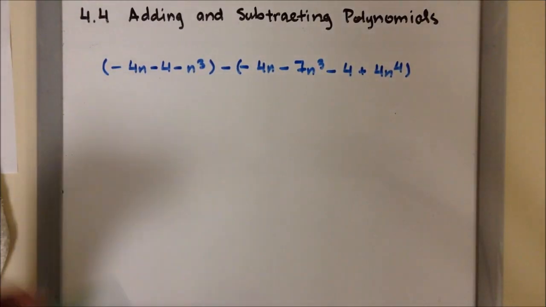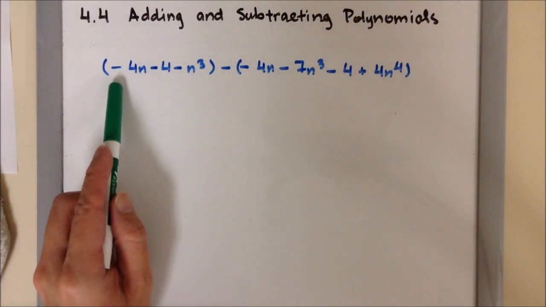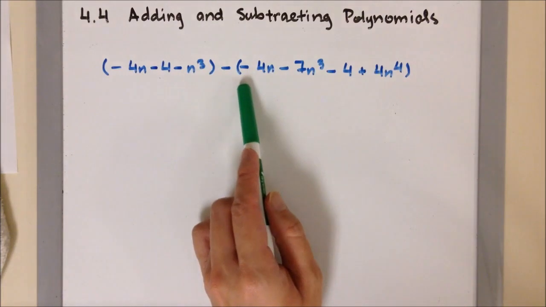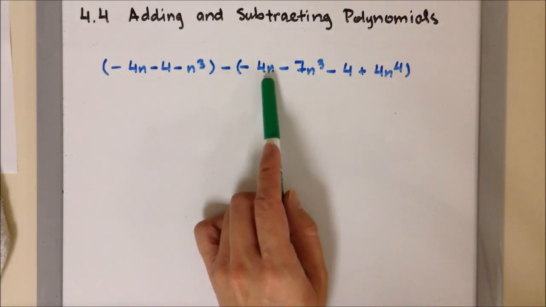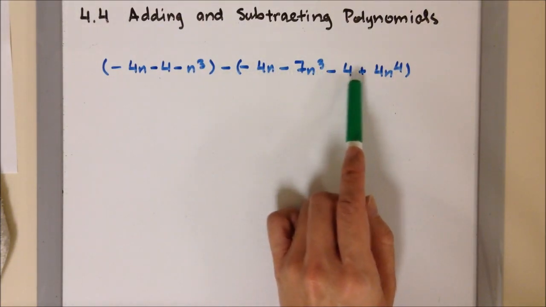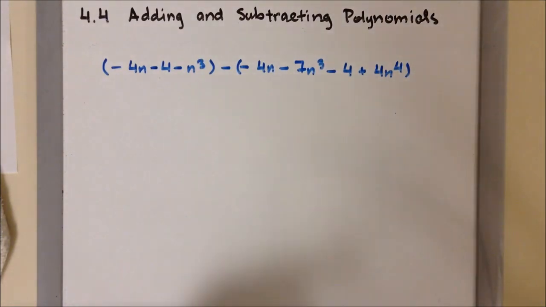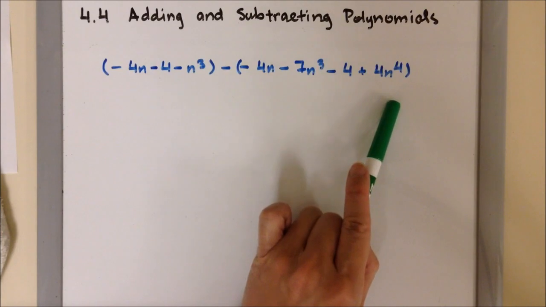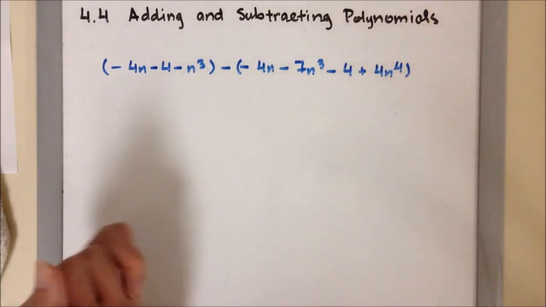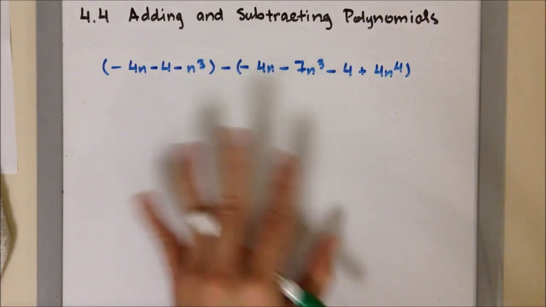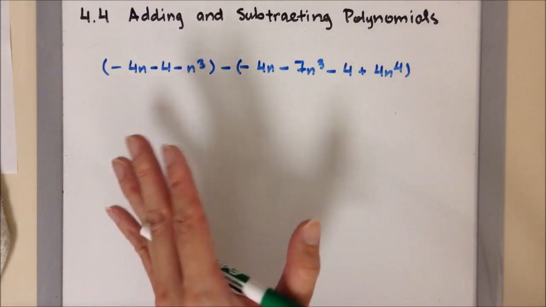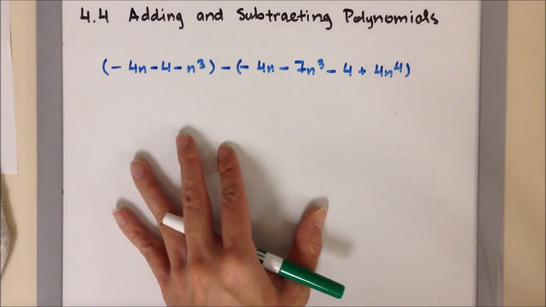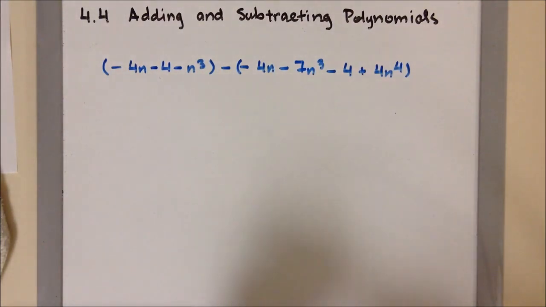In this third example, we have, in our first set of parentheses, negative 4n minus 4 minus n to the third. In our second parenthesis, it's negative 4n minus 7n to the third minus 4 plus 4n to the fourth. This one has 3 terms, so it's a trinomial. This one has 4 terms, meaning more than 3, so it's a polynomial. Again, it doesn't matter how many terms you have at the beginning, as long as you have the correct signs, combine like terms, put your answer in order, and you're done.